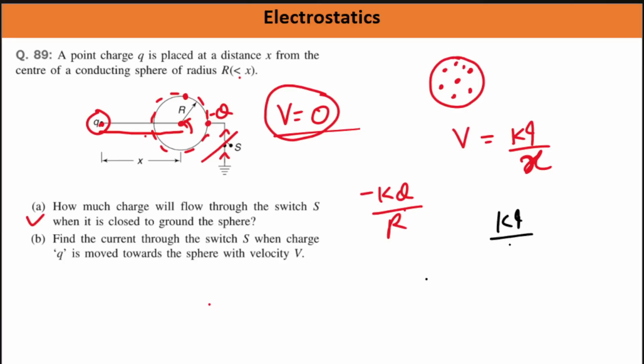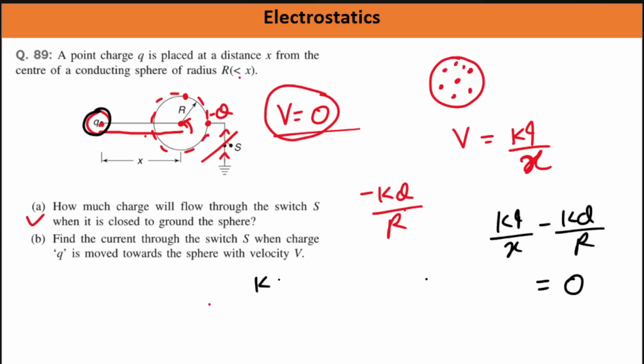So kq by x, which is the potential because of this small charge q, and minus kq by r, this is the potential because of the negative charge which is flowing from the earth. Why am I saying negative charge? Because it already had positive potential. In order to make the potential 0, you need to add some negative potential, meaning you need to give it negative charge. So this is equal to 0.